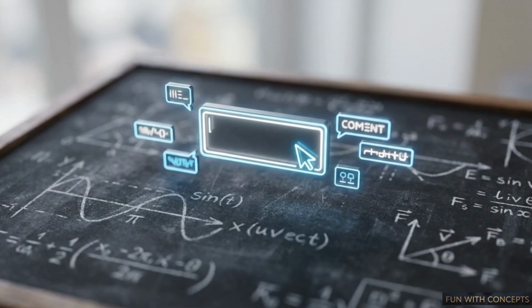Think you know the answer? Drop your thoughts in the comments below. If you guessed right, you're already thinking like a modern physicist.